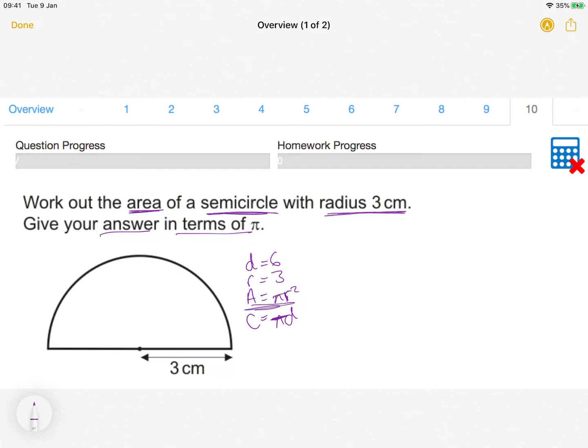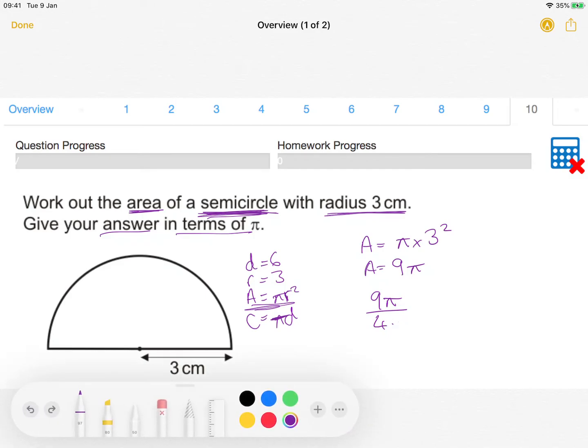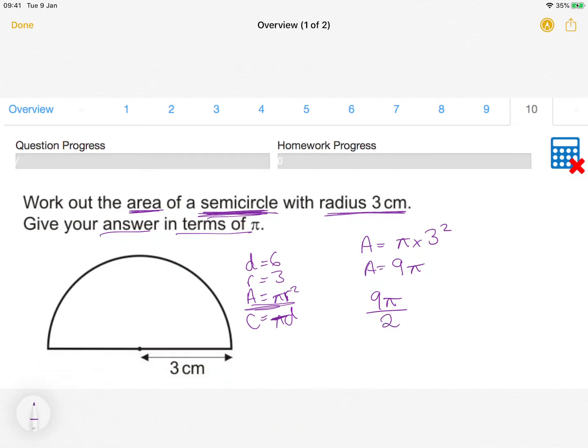So I need the area, so I'm going to say A equals pi times 3 squared. Well, 3 squared is 9, so I can say A equals 9 pi. I just switched those around because we normally put the pi second, after the number. Now I know it's a semicircle. A semicircle is half of a circle, so that must be 9 pi divided by 2, sorry, I've written what I was thinking there. 9 pi divided by 2, because it's half a circle, which is 4.5 pi. And there's your answer in terms of pi. Or you could just leave it as this fraction here as well, 9 pi over 2.